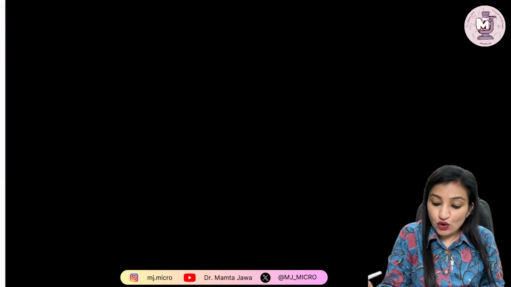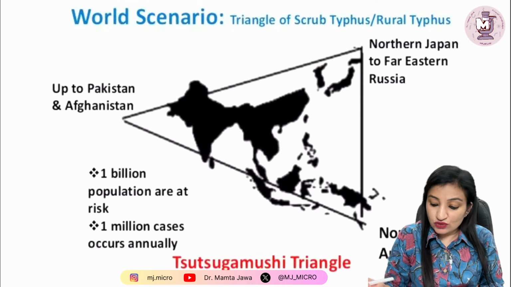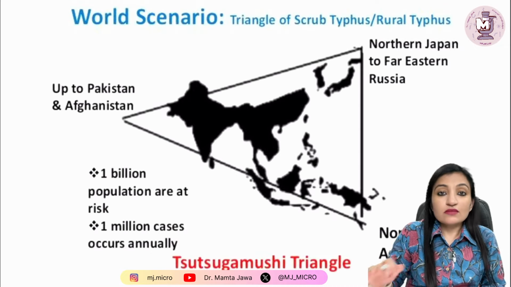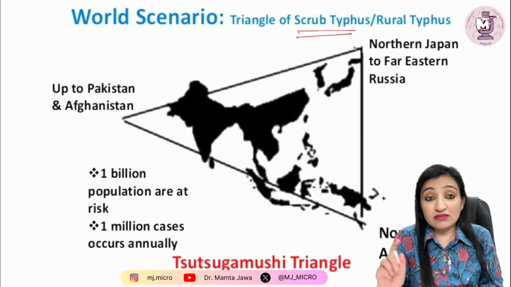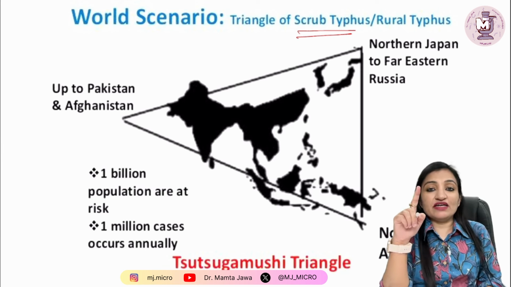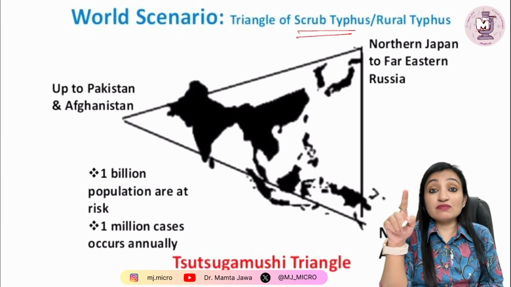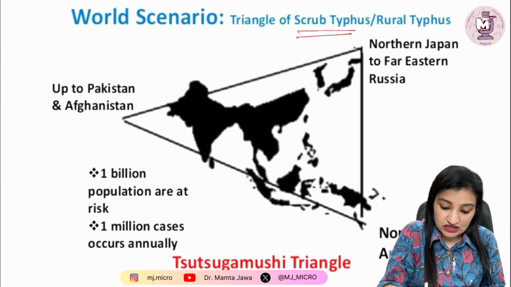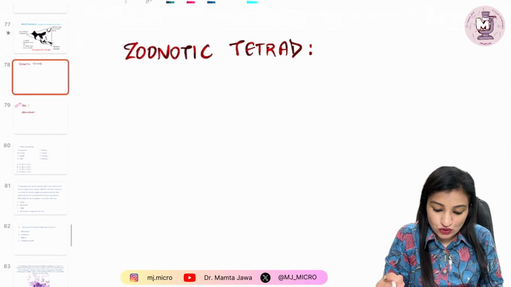Then there is something called the Tsutsugamushi triangle. Look at this. These are the areas where scrub typhus is prevalent, and as far as India is concerned, remember, do this topic very well. I had also made a detailed video on this earlier. I'll post the link of the same in the description. This is, by the way, the most common rickettsial disease in India, and also in India it's a re-emerging disease. Please remember this.